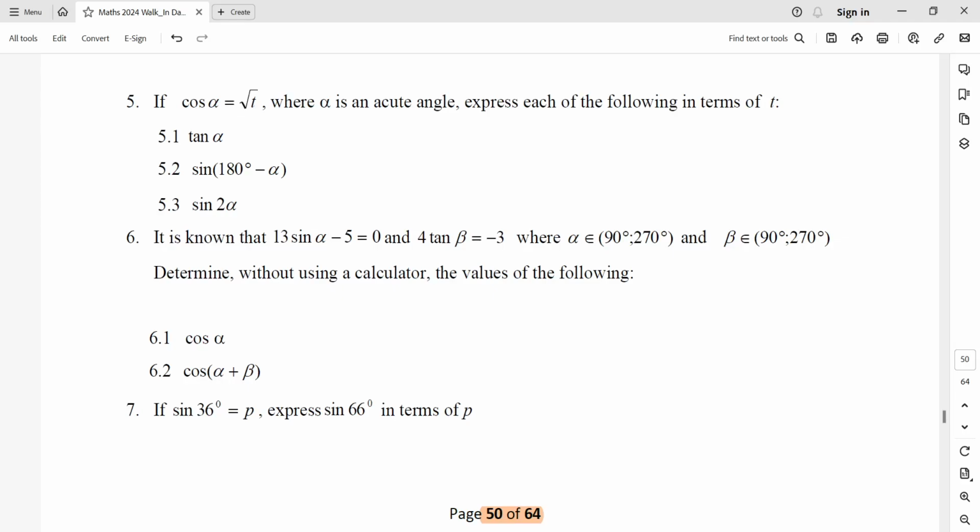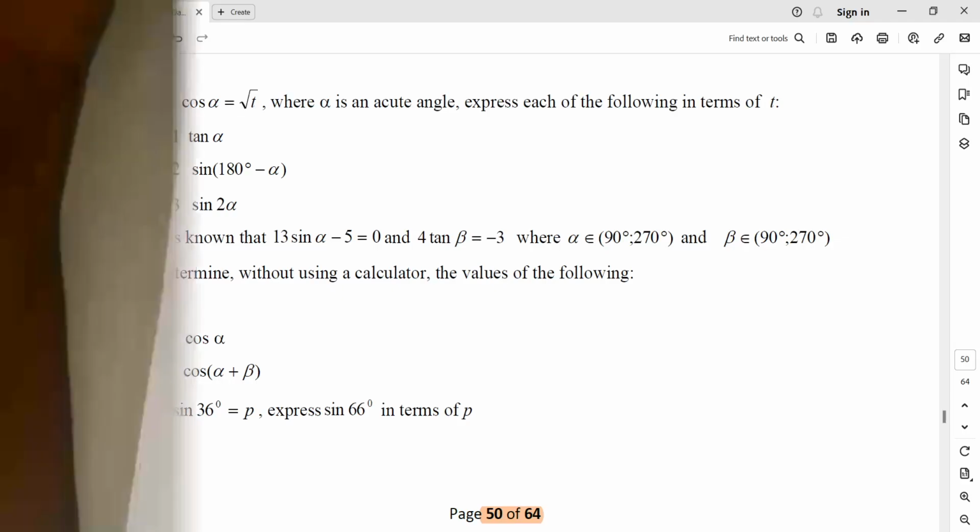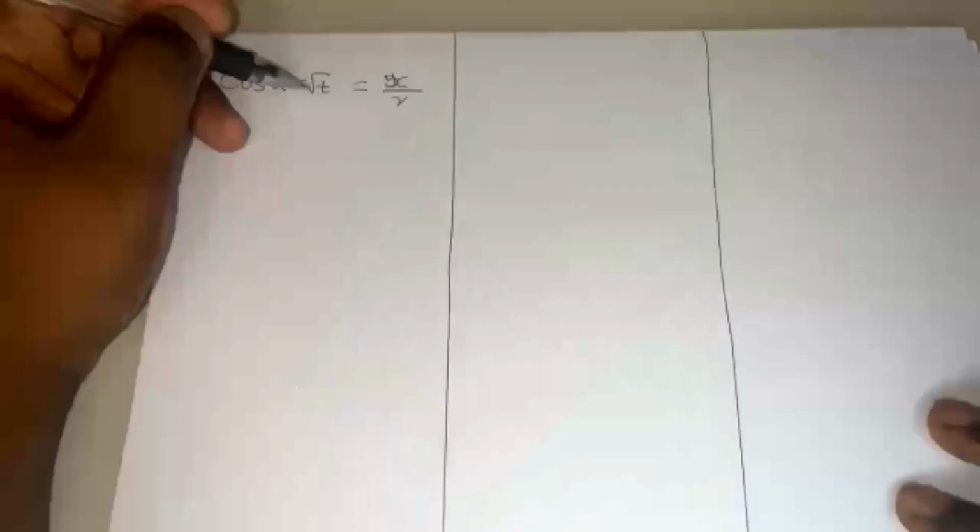Okay, let's not look at the question yet. Let's look at what the statement is talking about. So here the statement is talking about cos angle. So we know that cos angle is equal to x over r. But here you are only given one value.